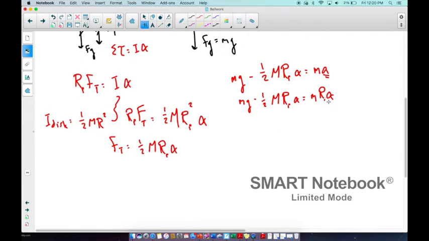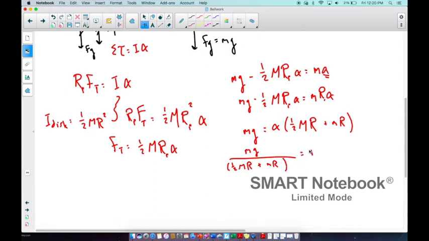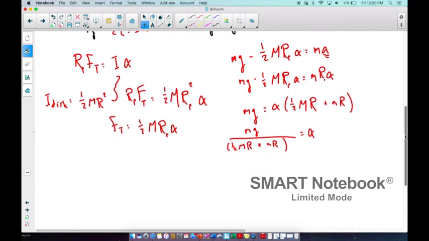Now I have one equation that only has one variable. I can rearrange this and solve for alpha, can't I? So I'm going to get mg equals, I'm just going to add this to both sides and factor out an alpha. Alpha times 1/2 big M R plus little m R. I'm going to get mg over 1/2 big M R plus little m R equals alpha.